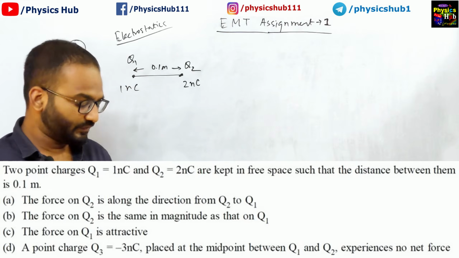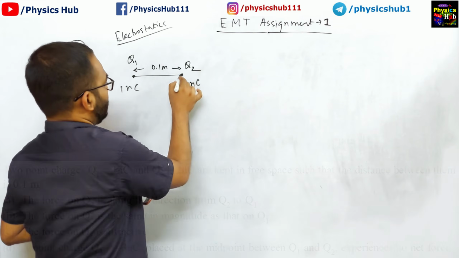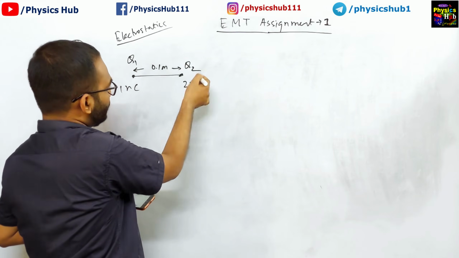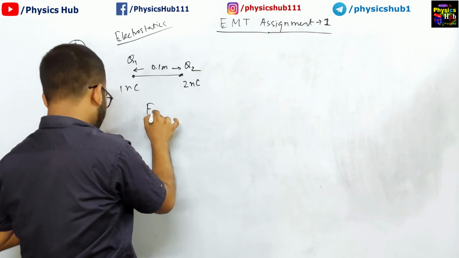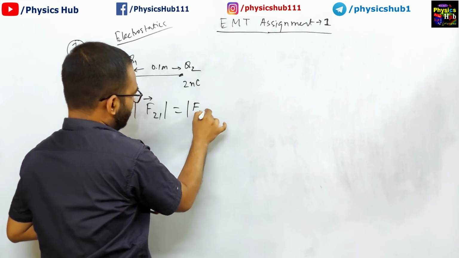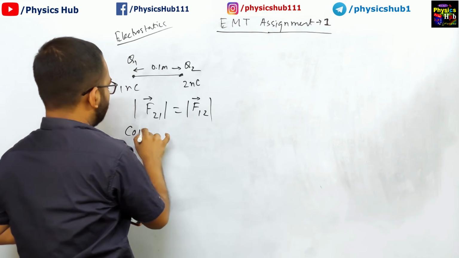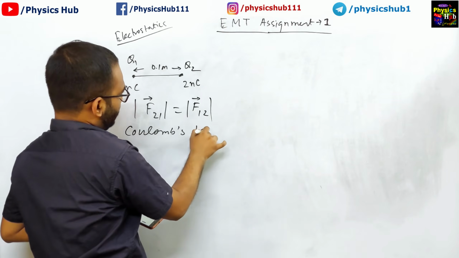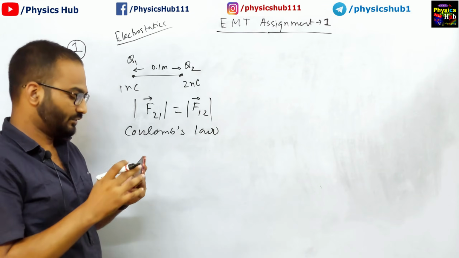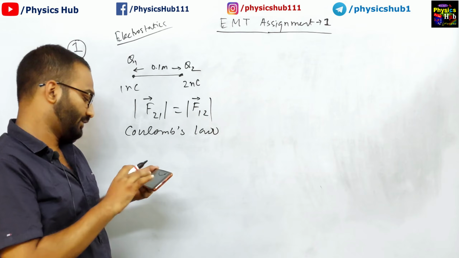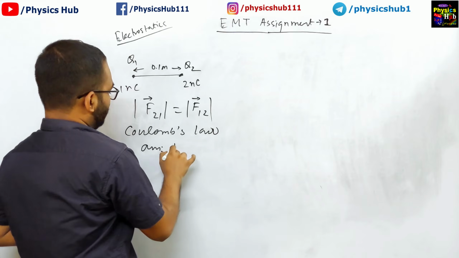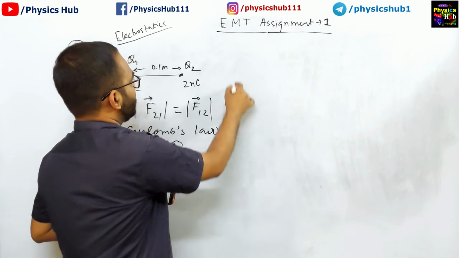So you know that according to Coulomb's force law, whatever be the force experienced by Q1 due to Q2 and on Q2 due to Q1, those forces are equal. The force on 2 due to 1 has the same magnitude as the force on 1 due to 2. This one we know from Coulomb's law. So keeping this point in mind, what should be the appropriate answer for this question? You will get option B to be the correct option. The force on Q2 is the same in magnitude as that on Q1. So B is the correct answer for this question.